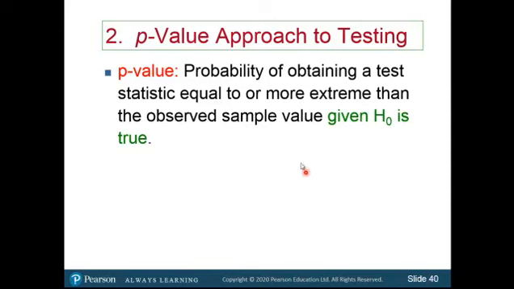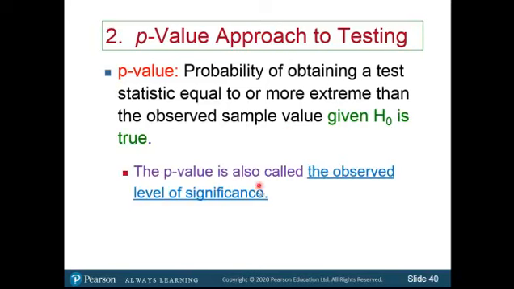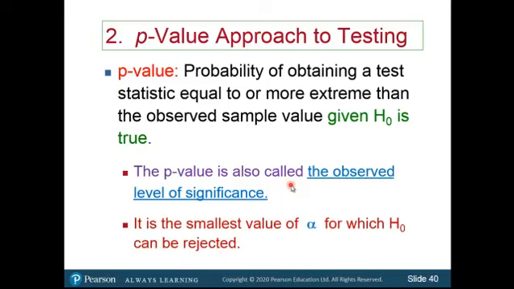The p-value represents the probability of obtaining a test statistic equal to or more extreme than the observed sample value, given the null hypothesis is true. The p-value is also called the observed level of significance. It is the smallest value of alpha for which the null hypothesis can be rejected.